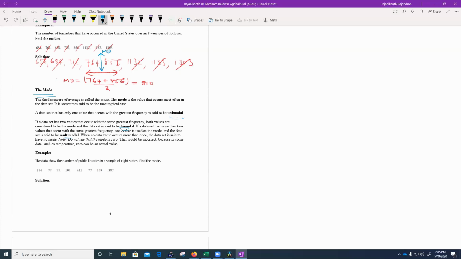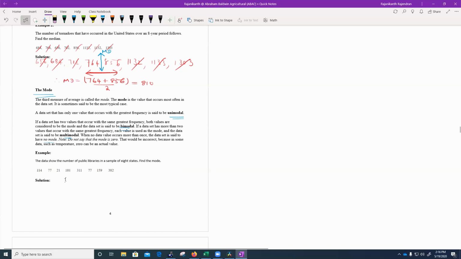Look at the next one. When there is no data value that occurs more than once, then there's no mode in that problem. So you have to say no mode. You cannot write just zero. You have to write in words. If you cannot find any number which occurs more than once, then it is not going to be mode. Therefore, there's no mode. You are writing clearly.